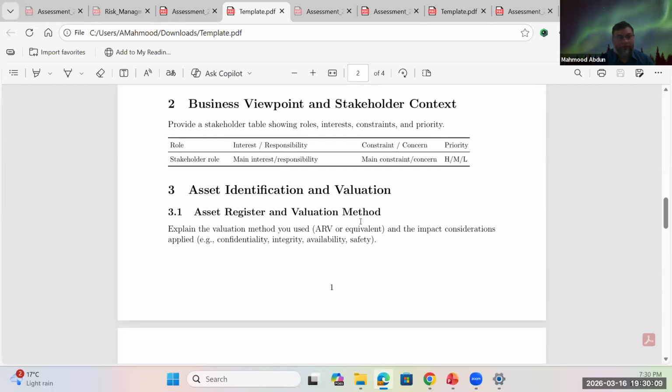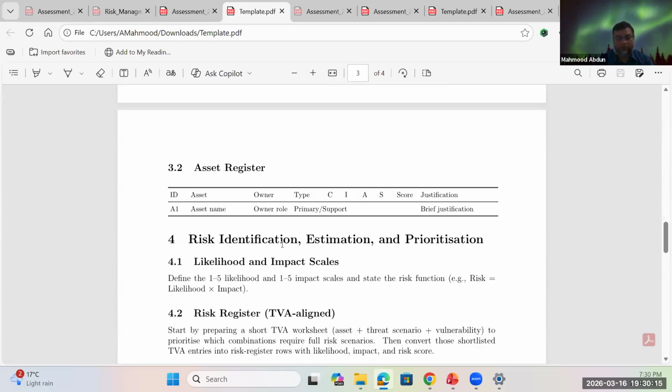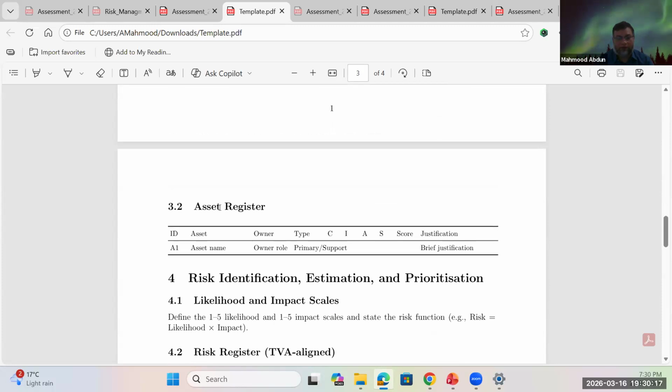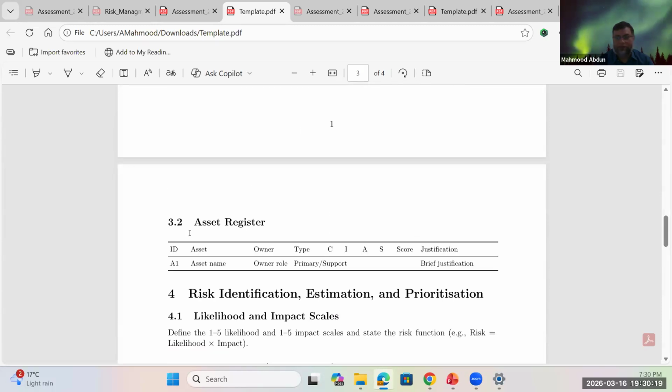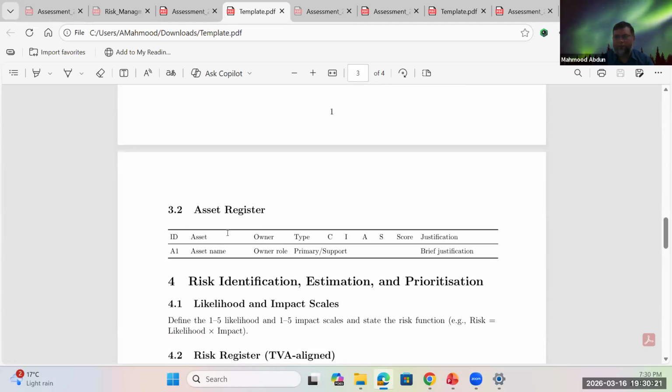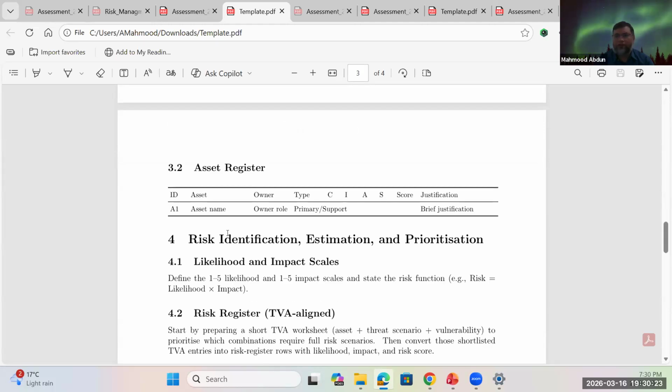Asset identification and valuation. How do you develop the asset register and the valuation method? For example, we use the asset relative value table we described before. From that, this is the asset register. So we are expecting a mixed qualitative and quantitative risk assessment process. Someone asked whether this does not include an RSCI metric. No, it's only relevant what's mentioned here, not beyond it.